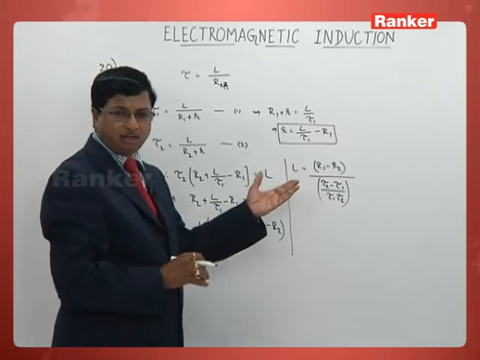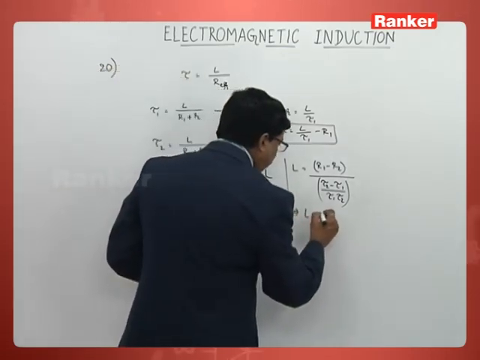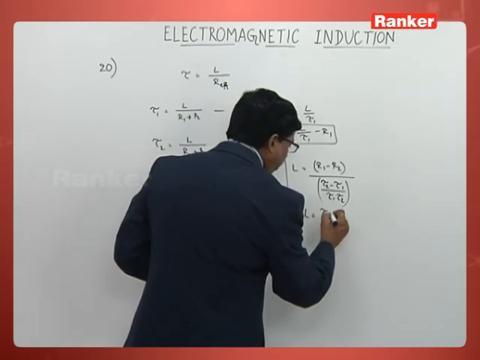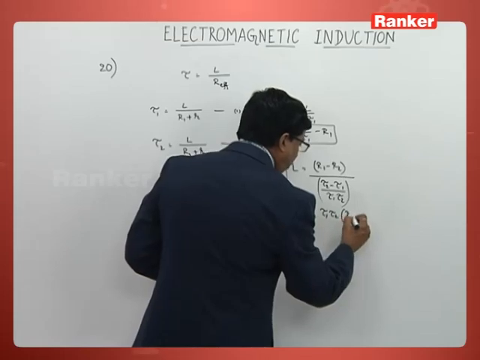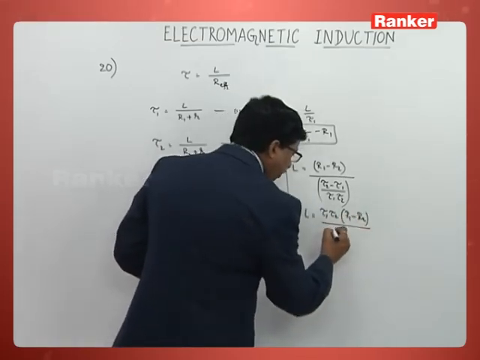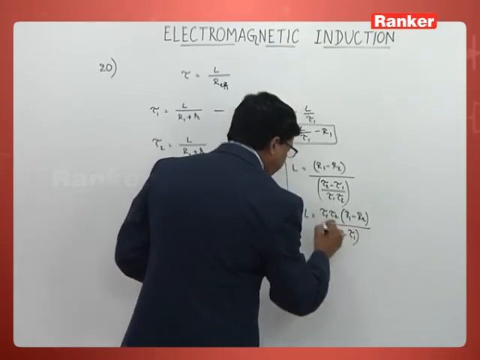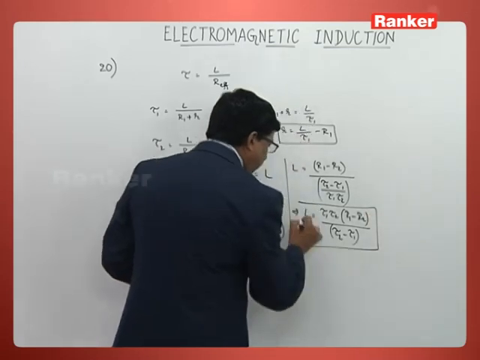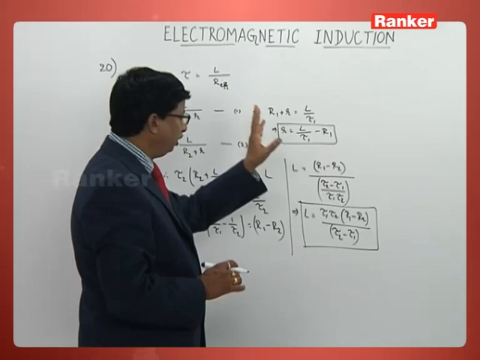So what can you directly write from this one? This implies L is equal to the first time constant into the second time constant into R1 minus R2, the difference of the resistances, divided by the second time constant minus the first time constant. This is the ultimate result after completing the calculation.